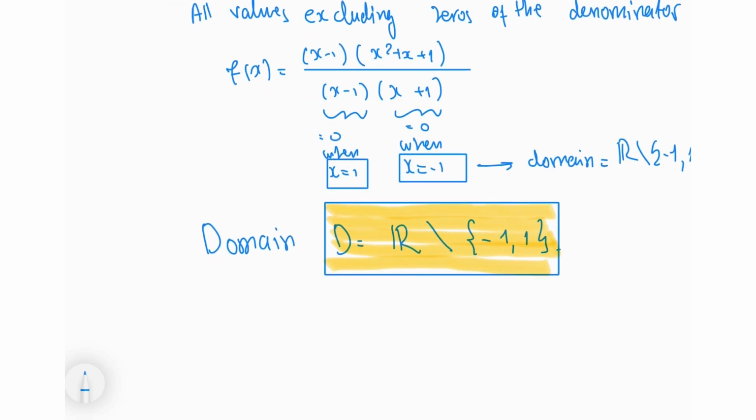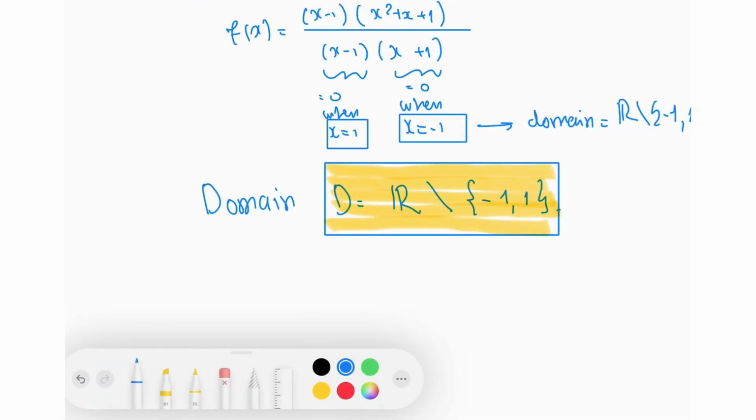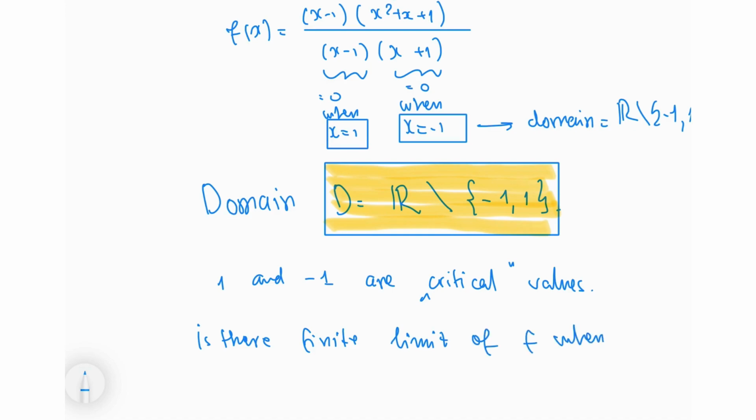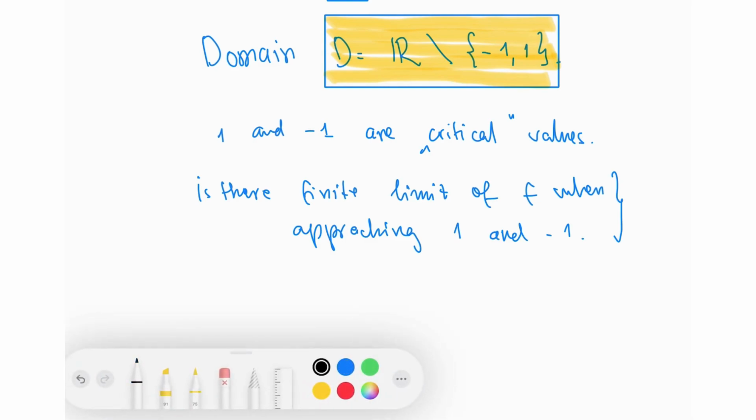Now, when we have excluded those values, a common question in these types of problems, since obviously 1 and minus 1 are critical values, is: is there a finite limit of f when approaching 1 and minus 1? So these are the further steps of our analysis, and this will lead us now to continuity. So I will write here, now we seek continuity.